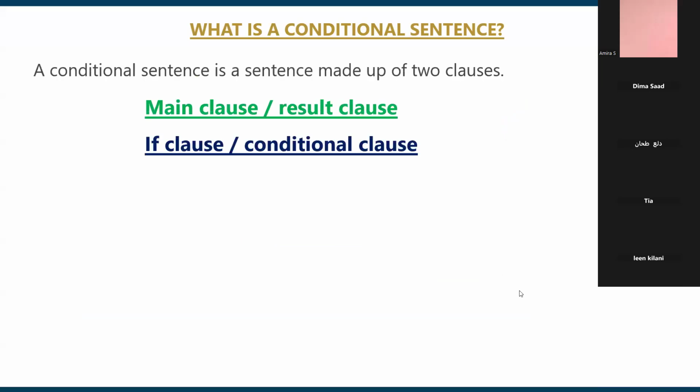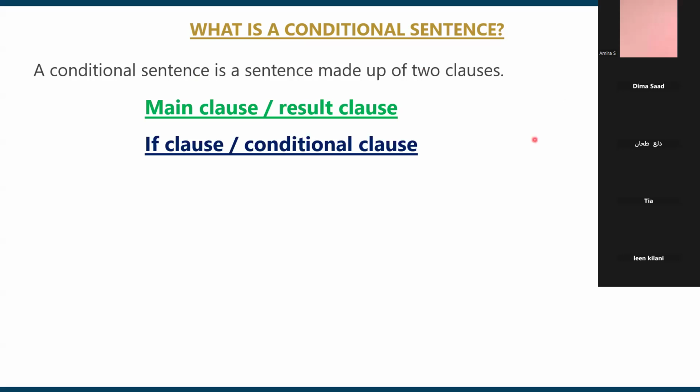So, what did you understand from our lesson? That the conditional sentence is made of two clauses, and one of them is the main clause, the other one is the if clause. One of the clauses is called the if clause, the other one is called the main clause or the result clause. Right, Dima? Yes.